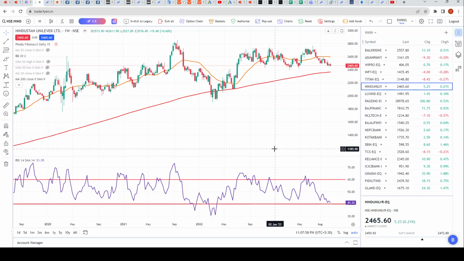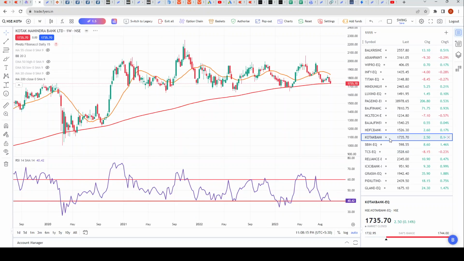Again, this is not a recommendation. This is just a view on the charts. It'll be a good time to enter for a couple of weeks to make some money. All right. So let's take another example also of stocks that are looking attractive right now.